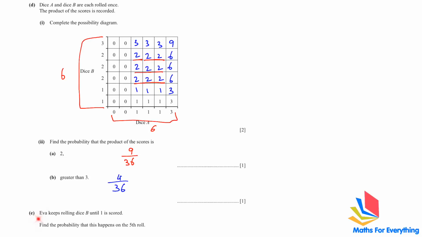Part E. Eva keeps rolling dice B until 1 is scored. Find the probability that this happens on the 5th roll. Dice B has the scores 1, 1, 2, 2, 2, and 3. So the probability of 1 is 2 over 6, the probability of it not being 1, or 1 complement, is 4 over 6.